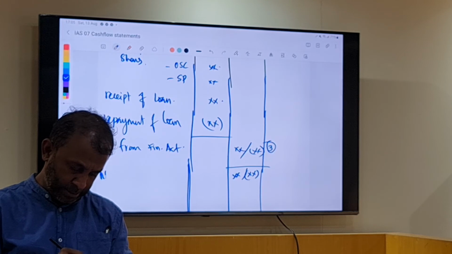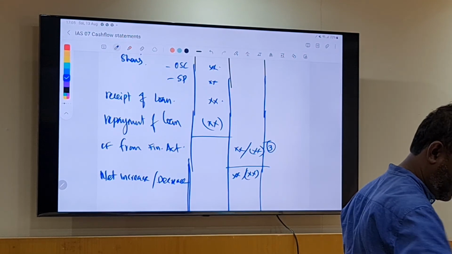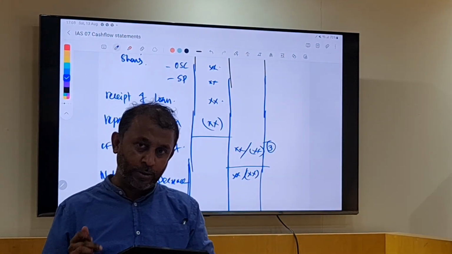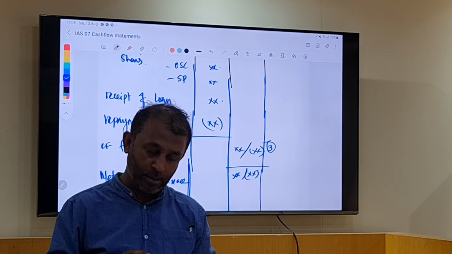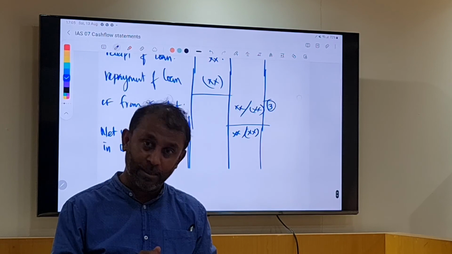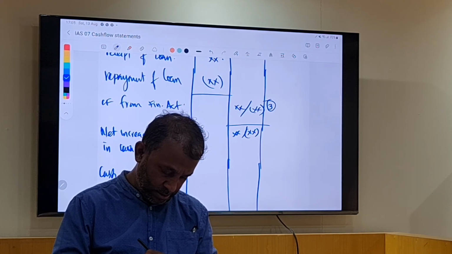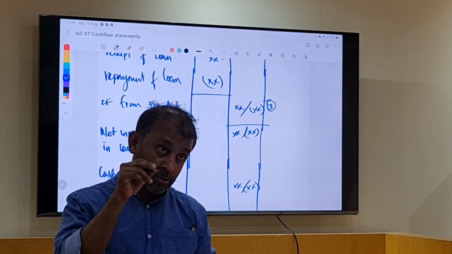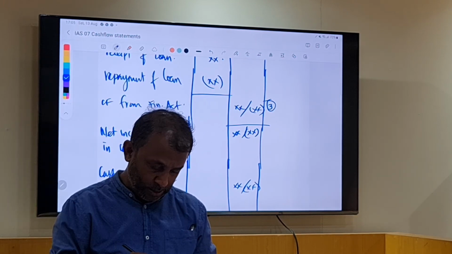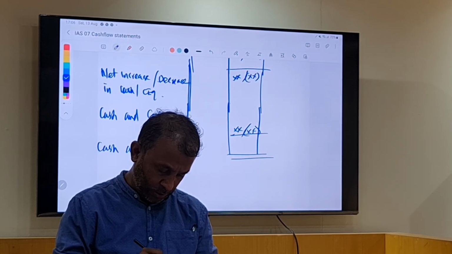This one is net increase or decrease in cash and cash equivalent. The total of these three items together, we call it net increase or decrease in cash and cash equivalent. Then you have cash and cash equivalent brought forward. What you mean by this is the opening balance of your cash from the last year financial. Take the total. You have cash and cash equivalent.